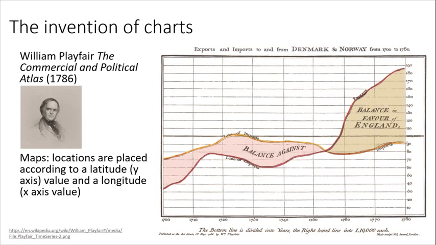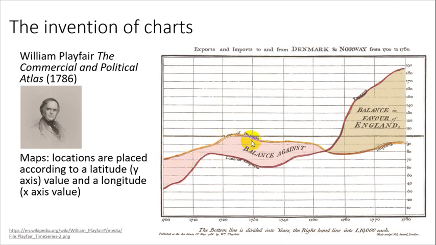He thought, hey, we use latitude and longitude to plot locations. What if we just swapped out latitude and longitude with other things like time and maybe levels of imports and exports? And this is one of the first plots that he made, was this time series line graph.